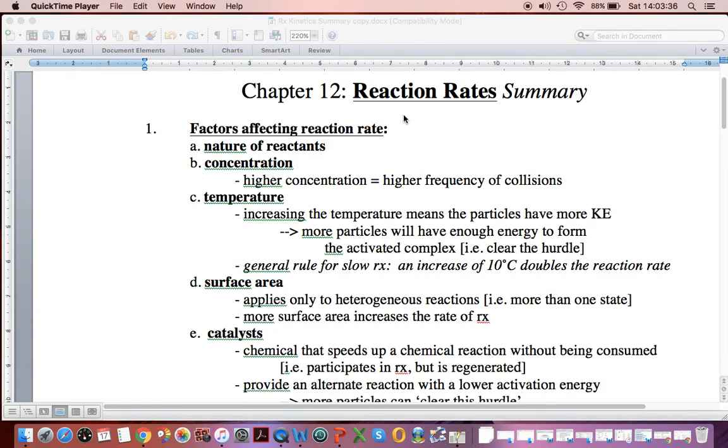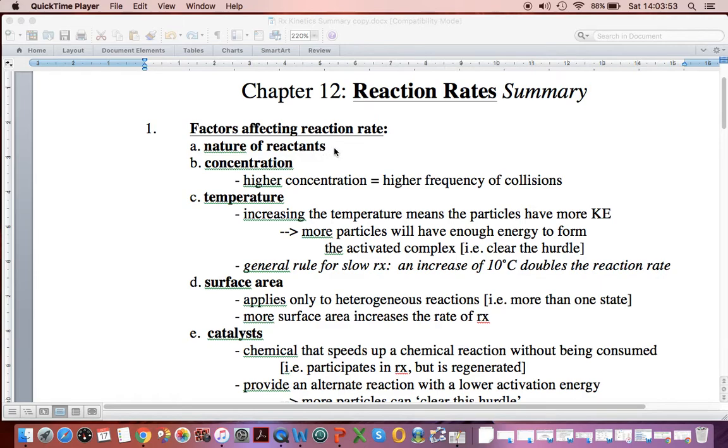Good day. As you can see, this is a reaction rate summary, so Chapter 12, Reaction Kinetics. And we start off by having you do that pseudo lab of magnesium and hydrochloric acid. Then we looked at some of the factors that affect reaction rate.